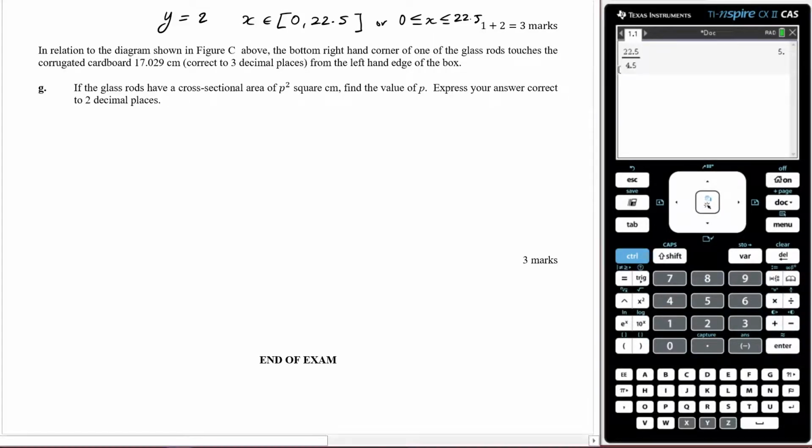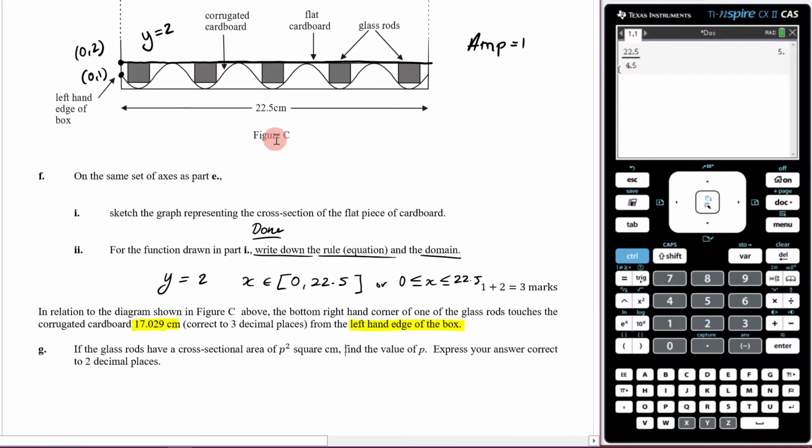We now come to the last part of this question. It says, in relation to the diagram shown in figure C above, the bottom right-hand corner of one of the glass rods touches the corrugated cardboard 17.029 from the left-hand edge of the box. Okay, what is that saying? You might have to read that a few times, but what it's saying is that right here, now it actually doesn't matter where you draw it, but it would probably be around here. That point right there.